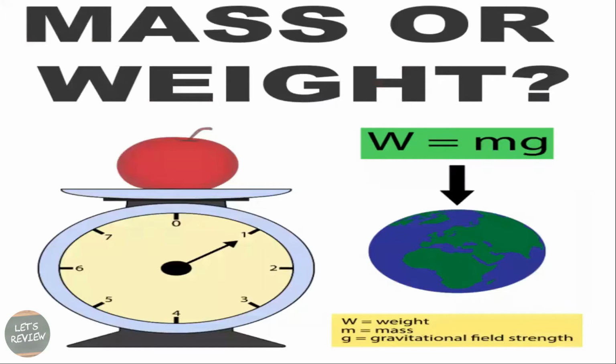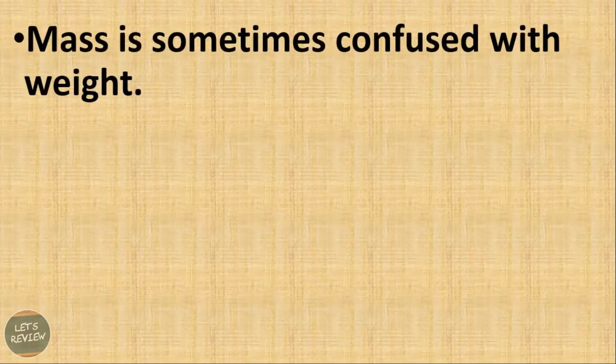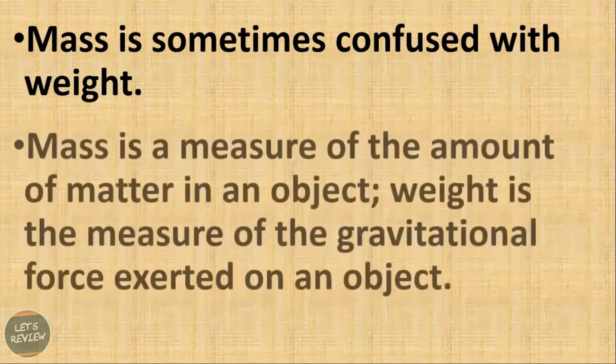Is it mass or weight? What's the difference between the two? Mass is sometimes confused with weight, right? Mass is a measure of the amount of matter in an object. Weight is a measure of the gravitational force exerted on the object.